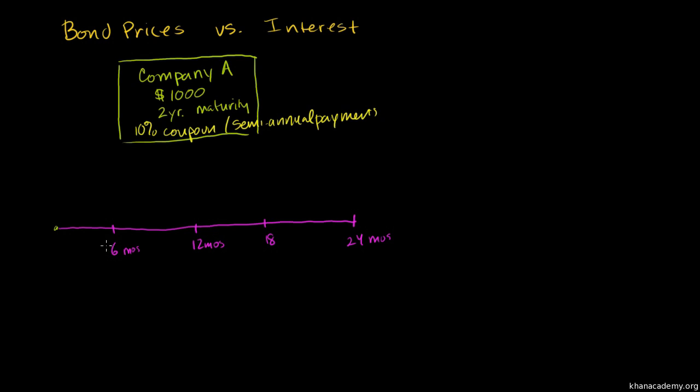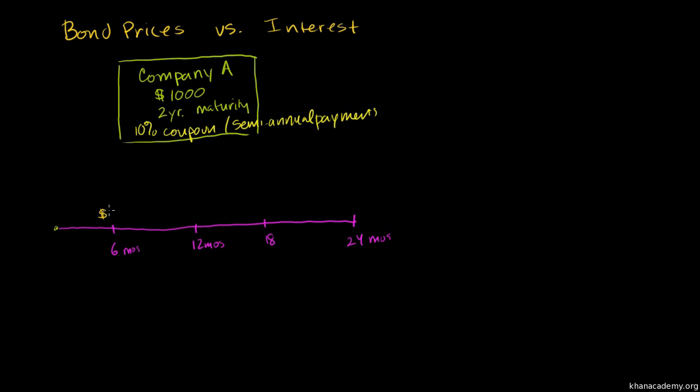And we went over a little bit of this in the introduction to bond video. But it's a 10% coupon paid semi-annually. So it'll pay us 10% of the par value per year, but it's going to break it up into 2 6-month payments. So 10% of 1,000 is $100. So they're going to give us $50 every 6 months. They're going to give us half of our 10% coupon every 6 months.